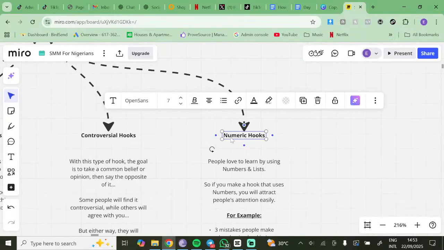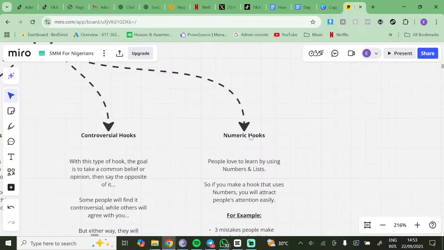And then here, the last one we have is numeric hooks. Now, numeric hooks are the ones I always use when I can't think of any good hook, or when my brain is frozen and I can't think of anything.